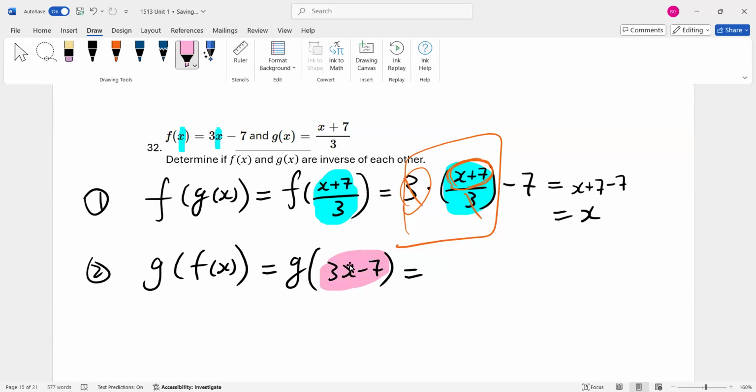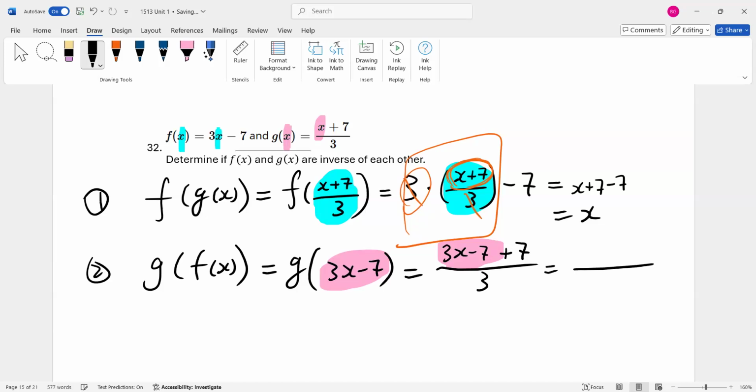So let's see how the machine g works. When the input is pink, the output of g is (3x + 7)/3, right? So the output is going to be g(f(x)): this is the f(x), minus 7, plus 7, and then all over 3.